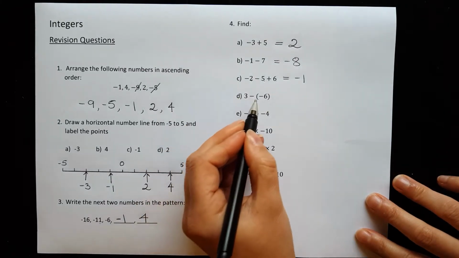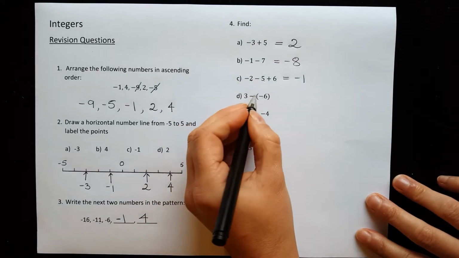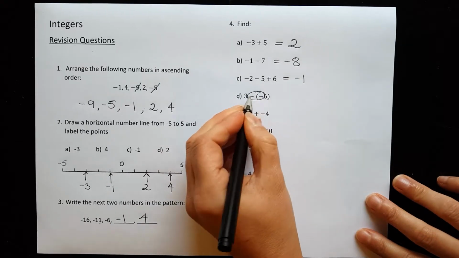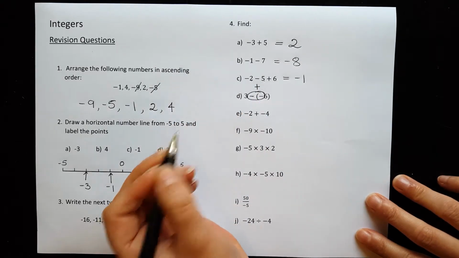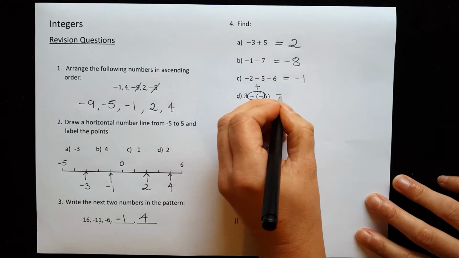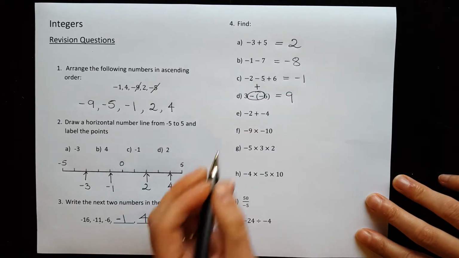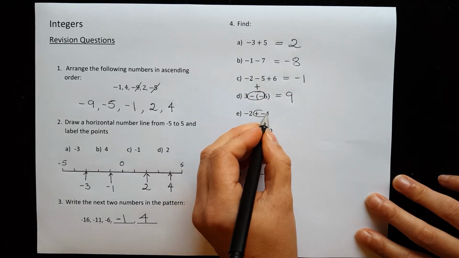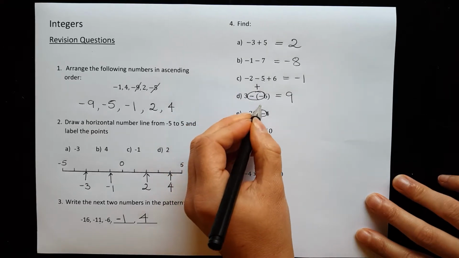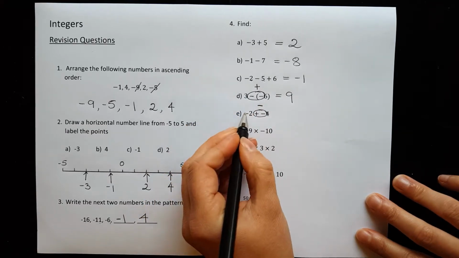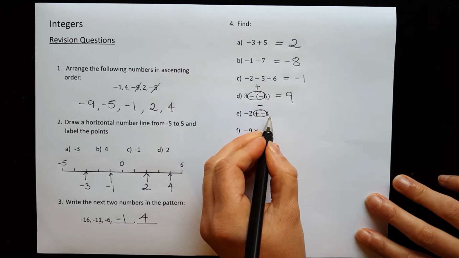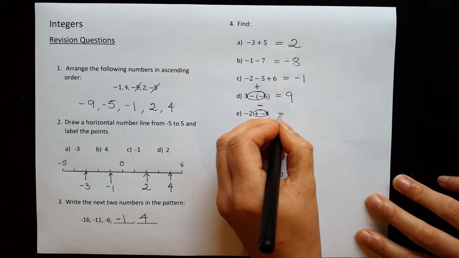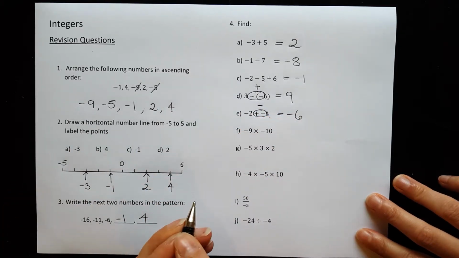In D, we have two symbols next to each other. This is when we combine them. 2 minuses become a plus. 3 plus 6 is 9. In E, two symbols next to each other combine. A plus and a minus makes a minus. -2 minus another 4, so going down even further, becomes -6.